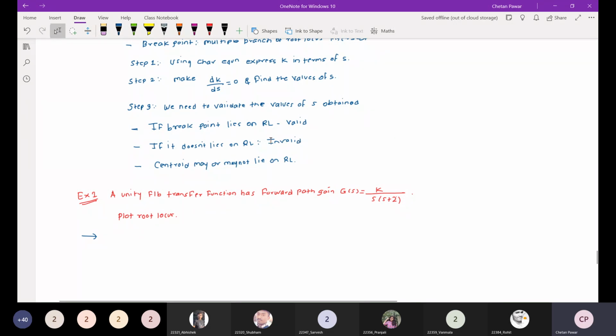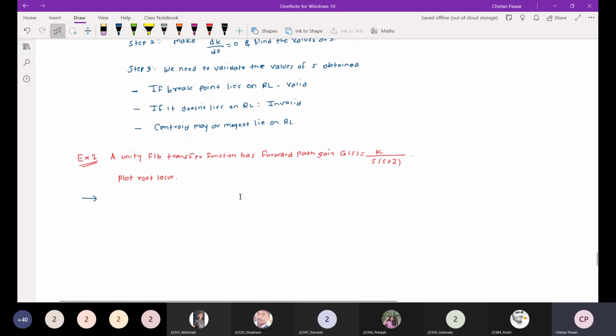A breakpoint should exist on a root locus only, because a breakpoint is where two or more root locus branches meet. The centroid may or may not lie on a root locus, but the breakpoint should. What is a centroid? Where the asymptotes meet. And what is an asymptote? It shows the direction where the zero exists at infinity. So let us consider one problem, so you will understand rule 5 and rule 6 clearly.